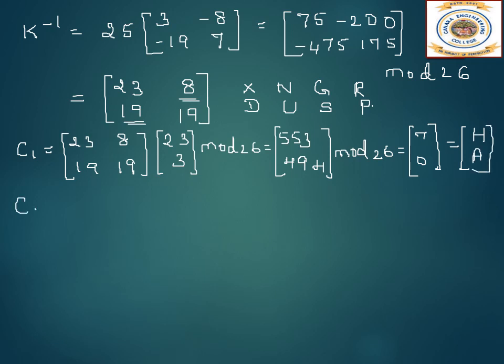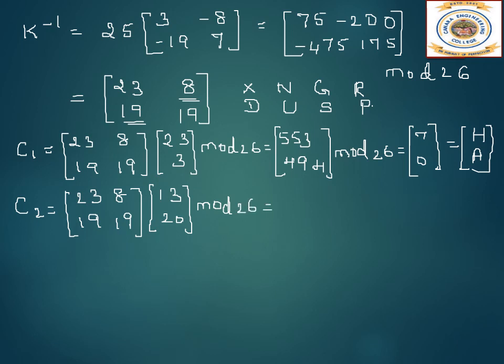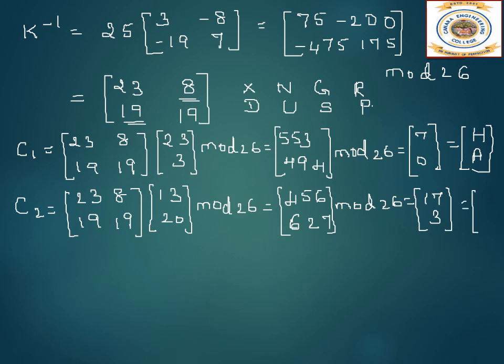Coming to the next one, C2. K inverse is 23, 8, 19 and 19, and now it is N and U. N and U equivalent will be 13 and 20, mod 26, which is equal to 459 and 627 mod 26, which is equal to 17 and 3. The equivalent of 17 and 3 will be R D.